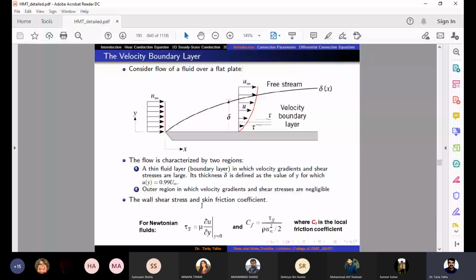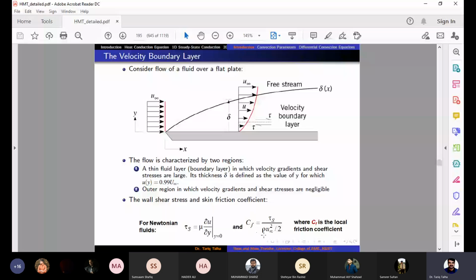One you must have studied in FM1 in chapter number 1, when you were discussing Newtonian and non-Newtonian fluids: the shear stress is equal to mu into partial u by partial y. The second formula is the coefficient of friction, which you would come across when discussing external flows in your FM2. I think this is chapter number 8 in Munson's book. CF is equal to tau s divided by half rho u infinity square.